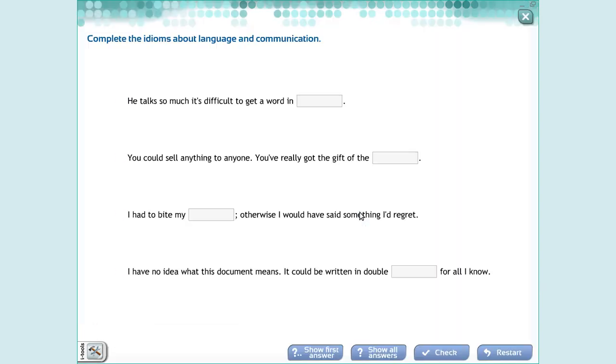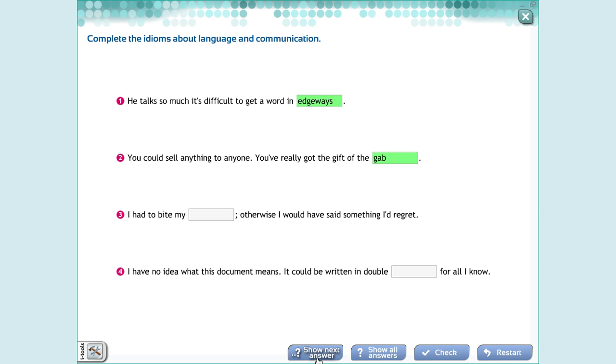Next one, we have the idioms. Okay? There is a missing word and you need to write. He talks so much, it's difficult to get a word in edgeways. Yes, when there are some people that speak so much that you couldn't answer hello to this person. Do you know someone? You could sell anything to anyone. You have really got the gift of the gab. That is like "dom da palavra."